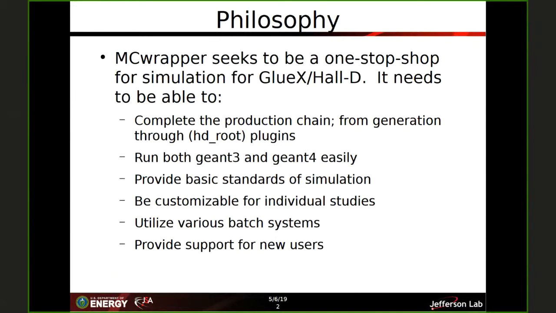which means it should be able to run the production chain. So in the first talk from Margito, from generation through plugins, so we've now heard about HD root and plugins. It needs to be able to run HJONT3 or HJONT4, so the JONT3 and JONT4 versions easily. This is becoming kind of less important as we make the transition.